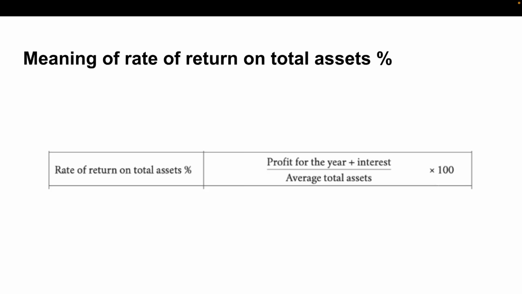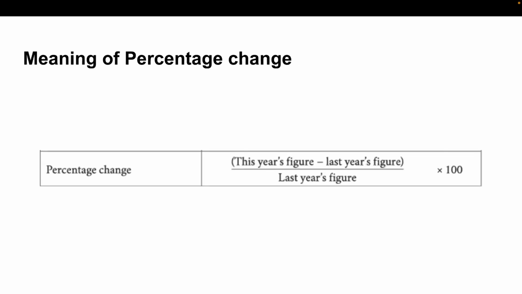Okay, moving on to the last one, I think. So meaning of percentage change. So this one is pretty straightforward, just good to include in case it does come up. So it's just comparing two figures, so one from maybe a previous year to this year. It's pretty straightforward. Very rarely comes up in exams, but still good to know. So it's just this year's figure minus last year's figure divided by last year's figure times by 100.